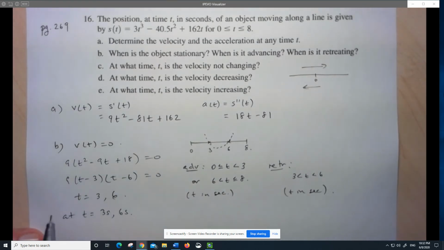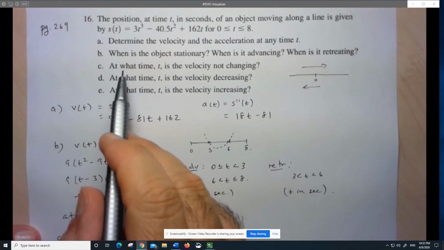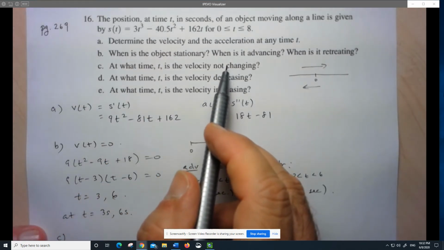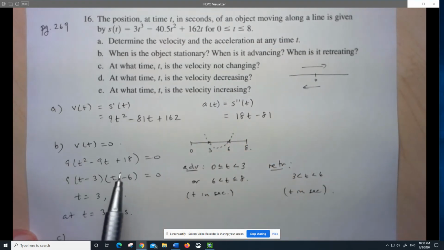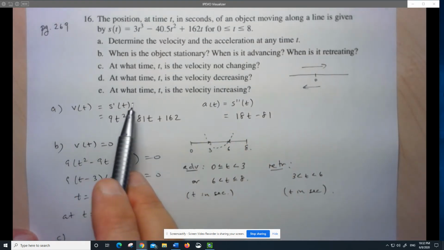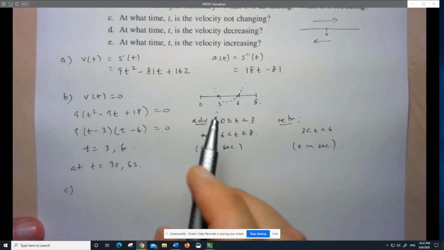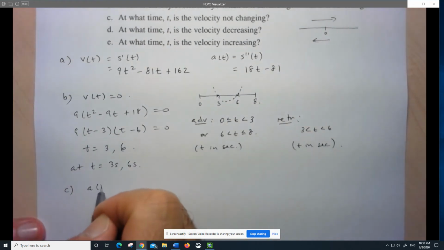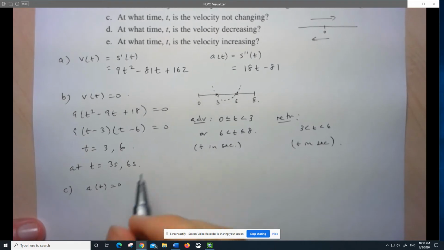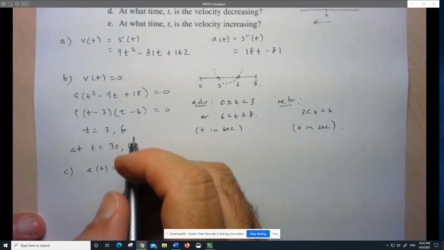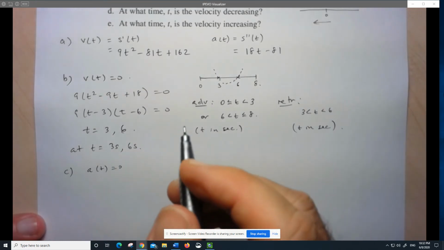So let's go to C. C is asking, at what time t is the velocity not changing? So now we need to know when the velocity isn't changing. That's going to be when its derivative, in other words the acceleration, is equal to 0. So what we're solving in C is A at t equal to 0. So here, 18t, might as well do some factoring. Well, actually, it's just linear. I don't need to do that.